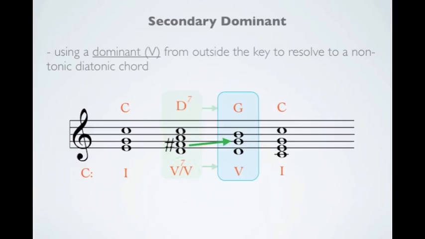Secondary dominants operate just as normal dominants, and so it's common to see them also as dominant 7th chords, with the 7th also resolving down, as it normally would.